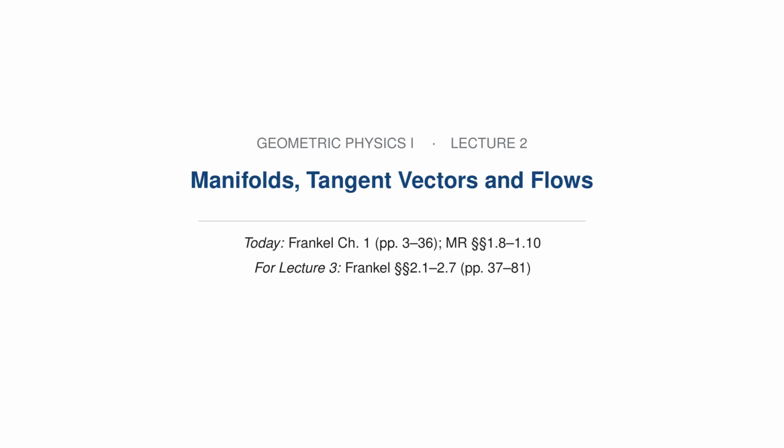Lecture 1 made a promise. Mechanics happens on manifolds, and phase space carries a canonical symplectic form. Today we begin paying that promise off. The reading is Frankel Chapter 1, pages 3 to 36, and Marsden and Ratiu, sections 1.8 through 1.10.